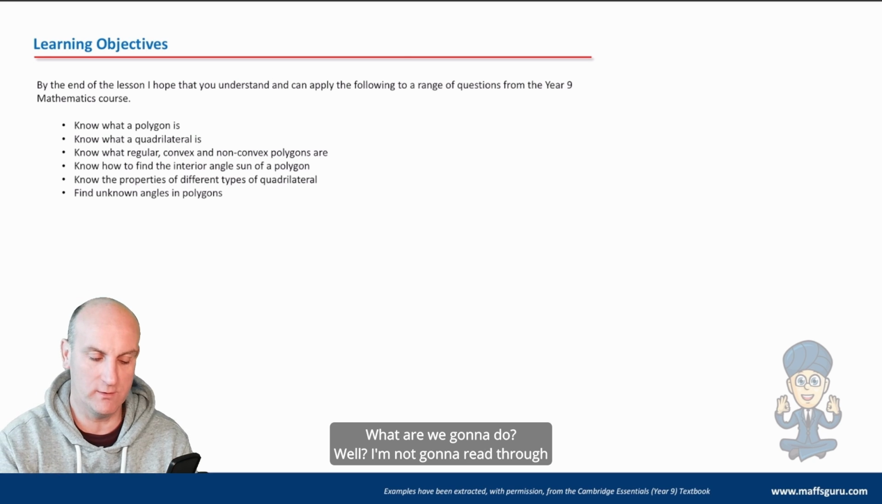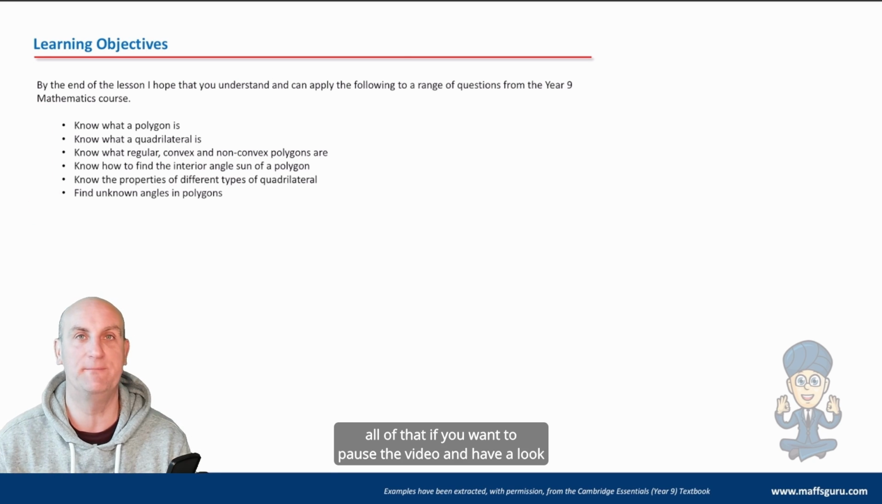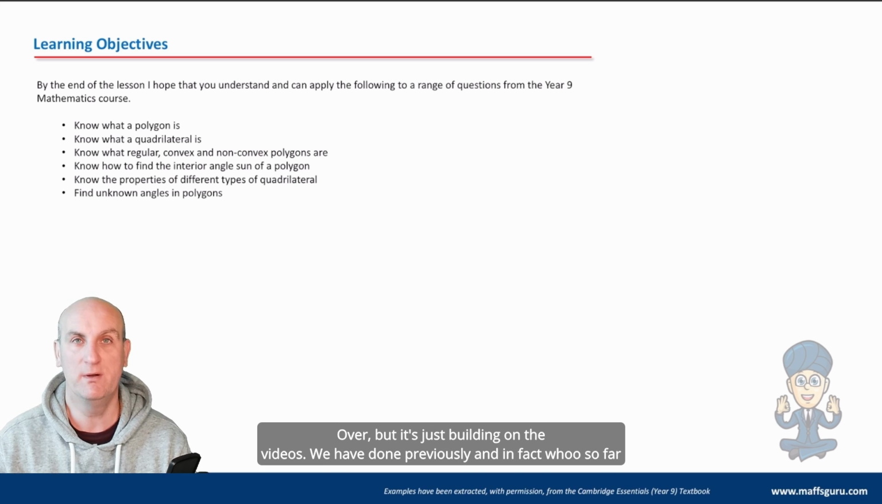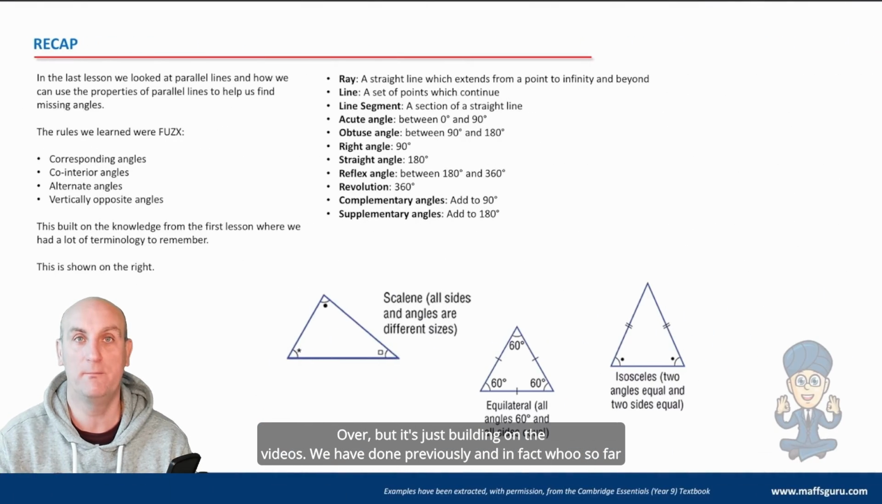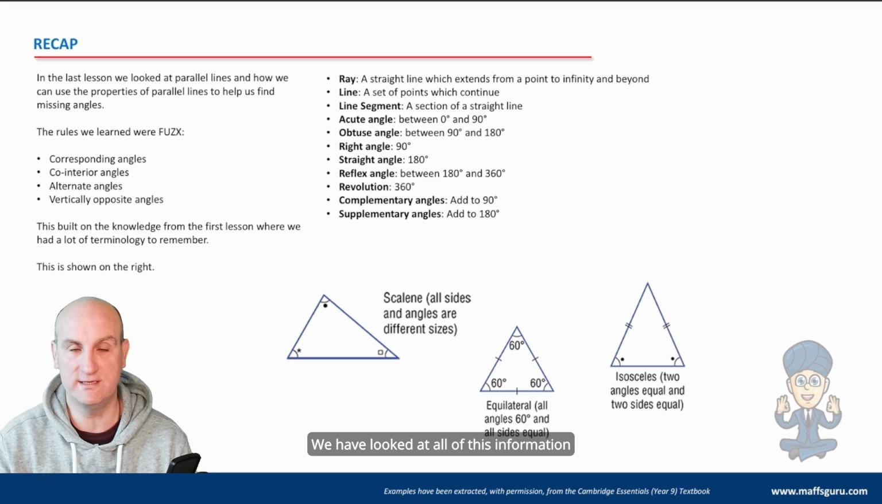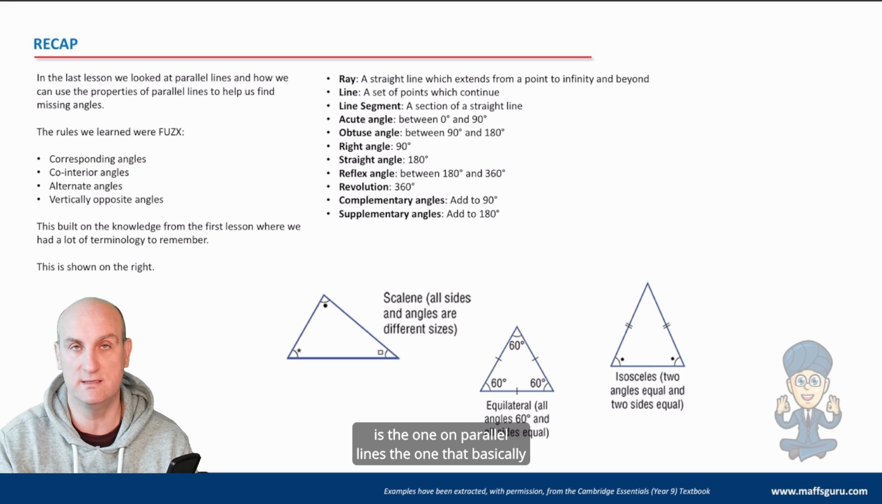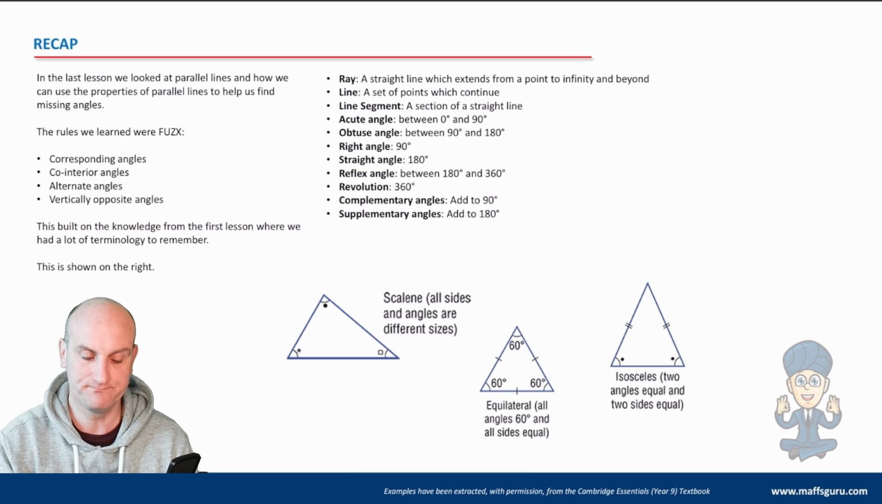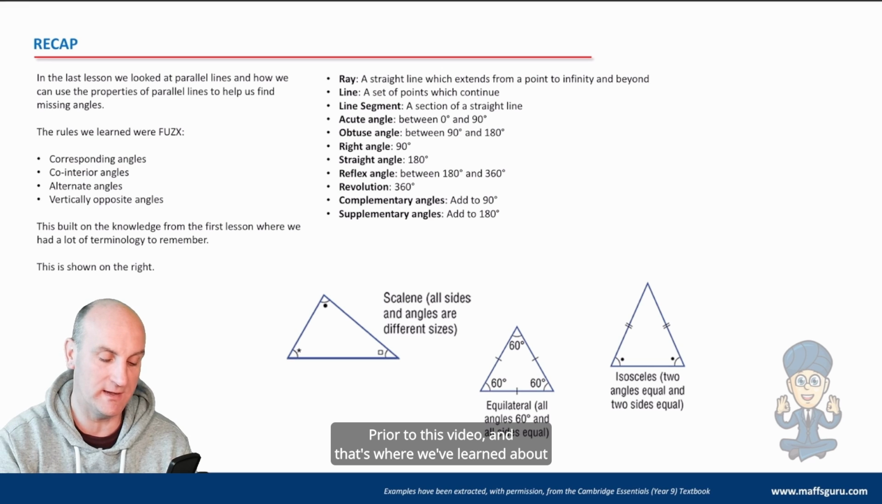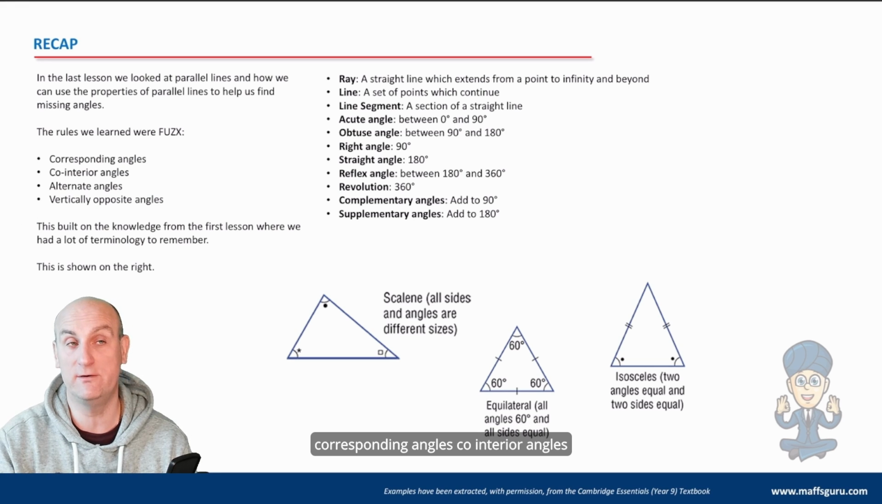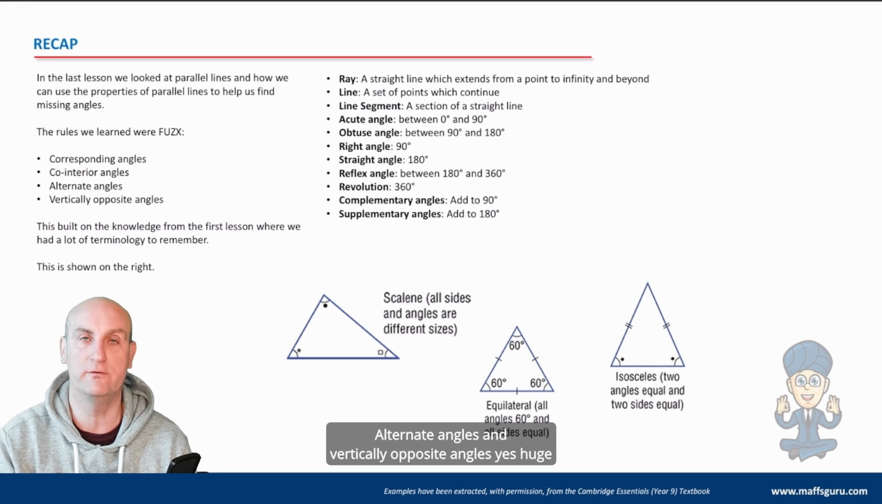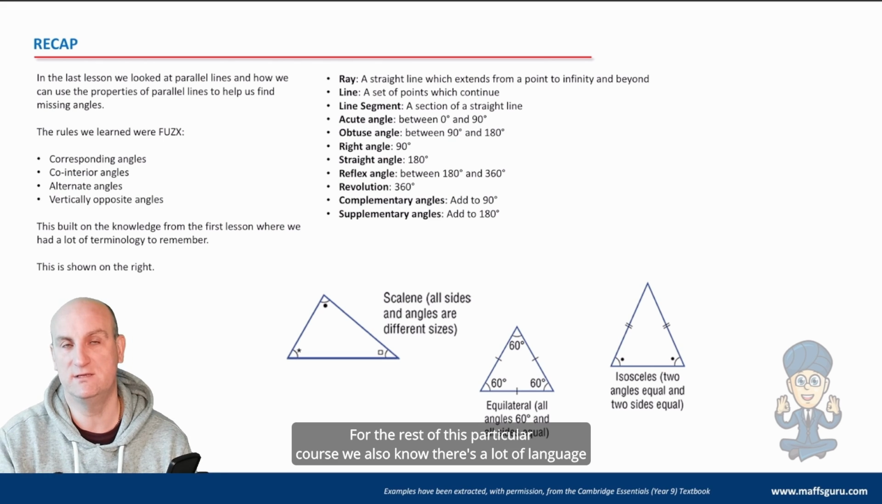Right, learning objectives. What are we going to do? Well, I'm not going to read through all of that. If you want to, pause the video and have a look over. But it's just building on the videos we have done previously. And in fact, so far we have looked at all of this information. One of the most important videos is the one on parallel lines, the one that I've already done prior to this video, and that's where we've learned about corresponding angles, co-interior angles, alternate angles, and vertically opposite angles. Yes, huge for the rest of this particular course.